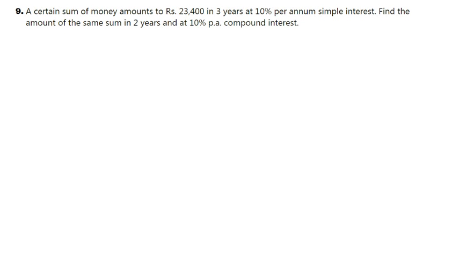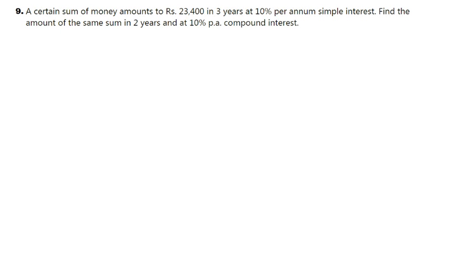Let's move to the last question for the day, which says a certain sum of money amounts to 23,400 in 3 years at 10% per annum simple interest. Now find the amount of the same sum in 2 years at 10% per annum compound interest. It's a similar kind of question which we did earlier, but here it is the other way around. First, it is given to be simple interest. In the earlier question, it was given to be compound interest.